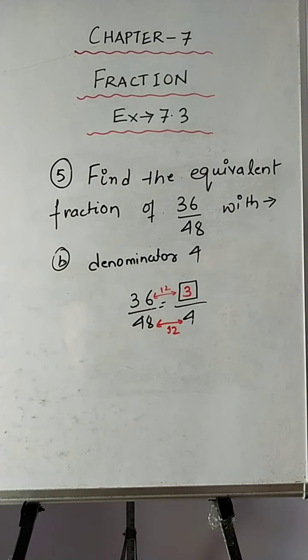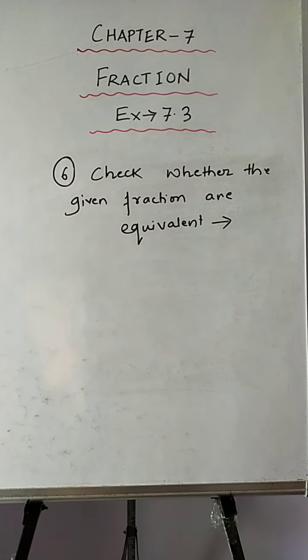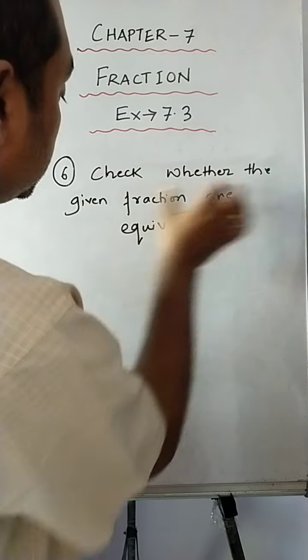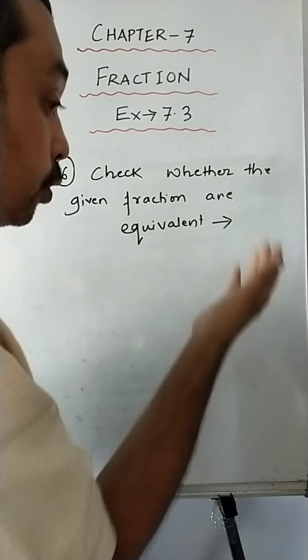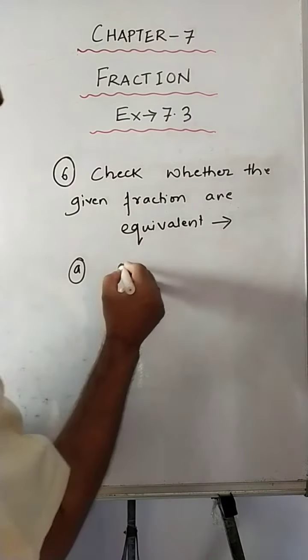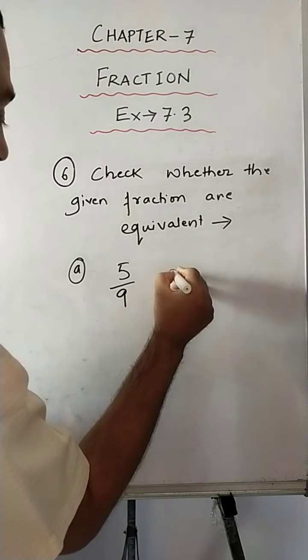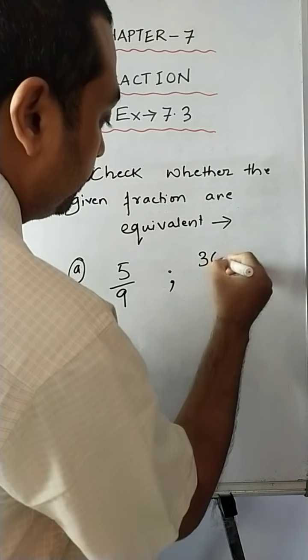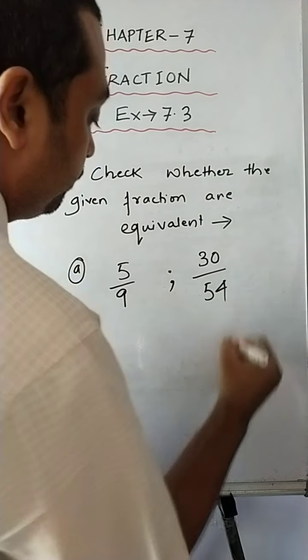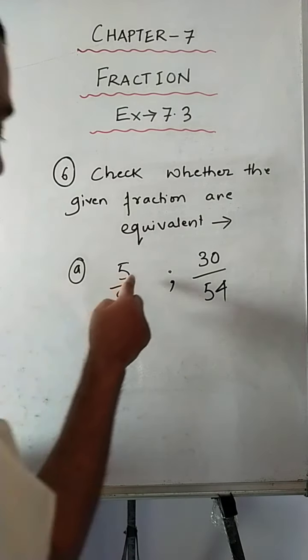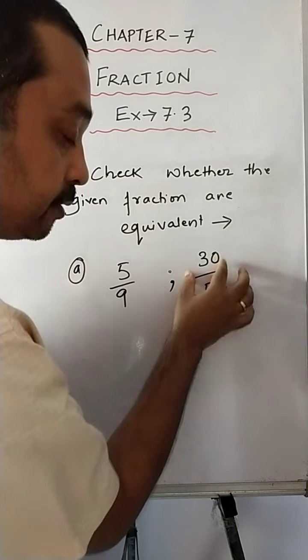Fine. So let's move on to question number 6. Now in question number 6 we have to check whether the given fractions are equivalent or not. Fine. So what is sum number A? In sum number A we have 5 upon 9, and another fraction is given, 30 by 54. Okay. So now what you have to do? We cannot reduce this fraction, but obviously we can reduce this fraction.